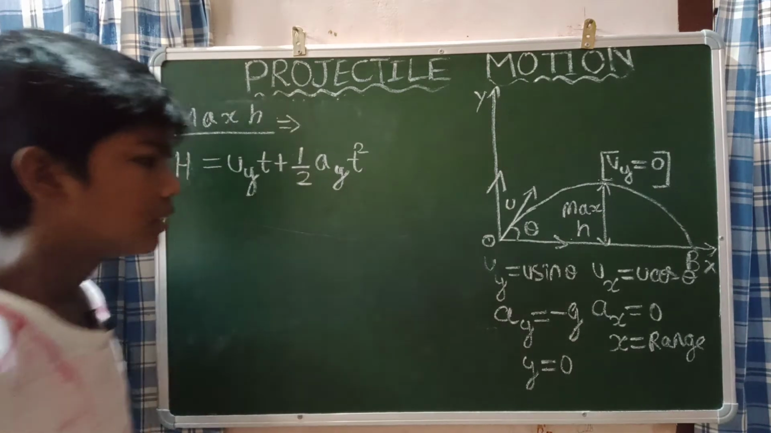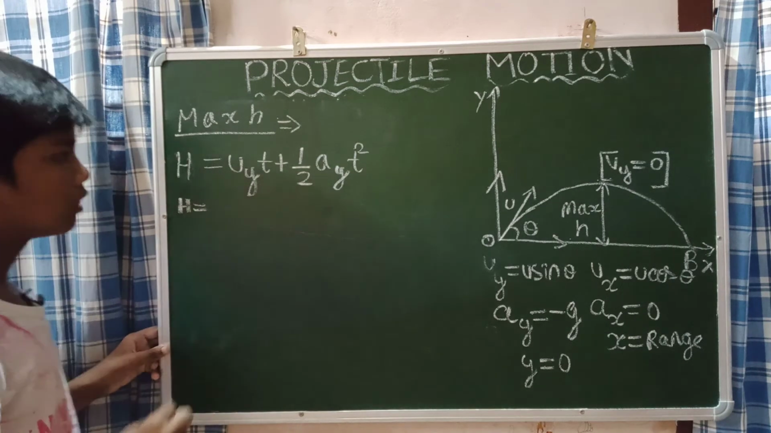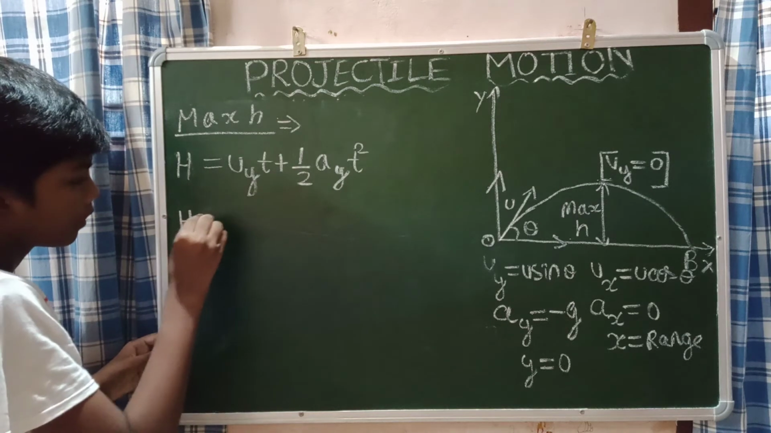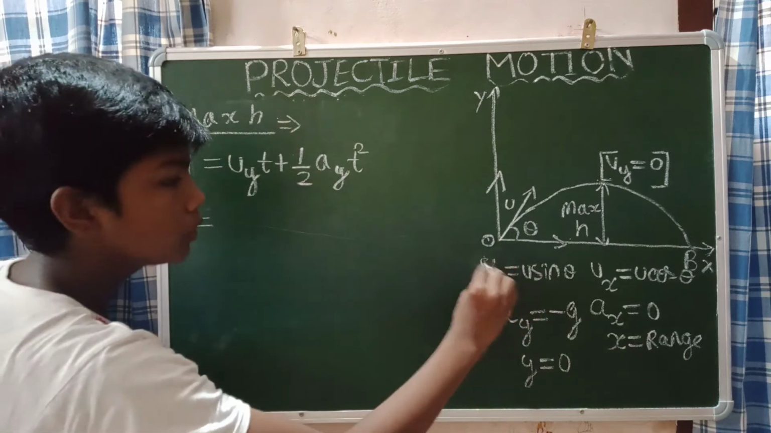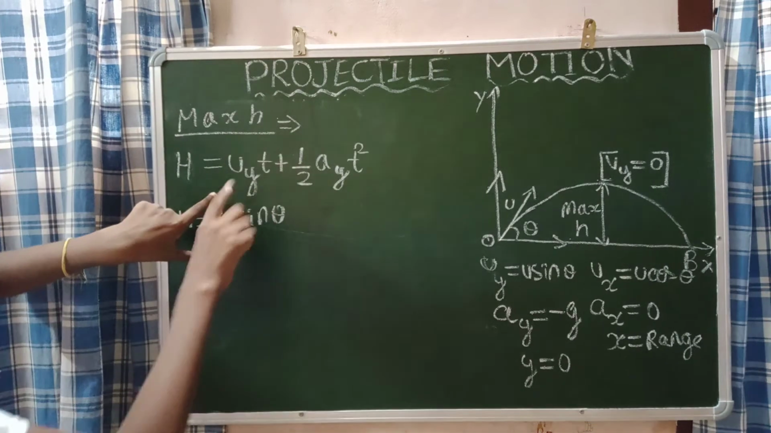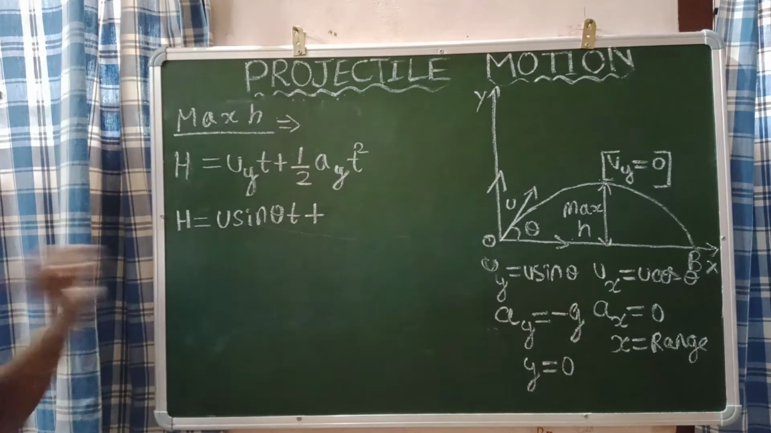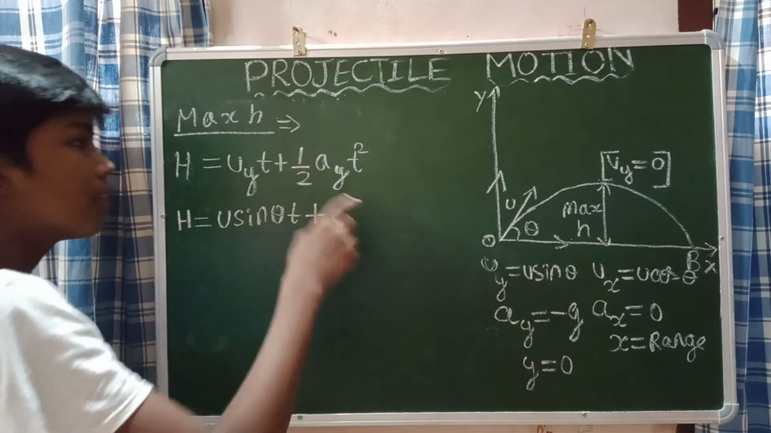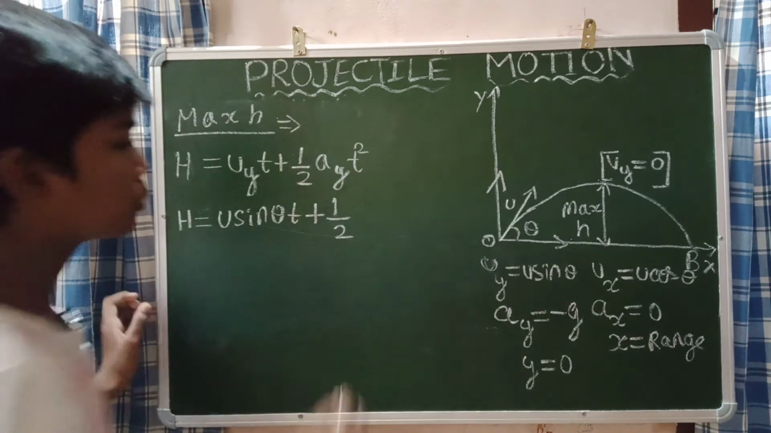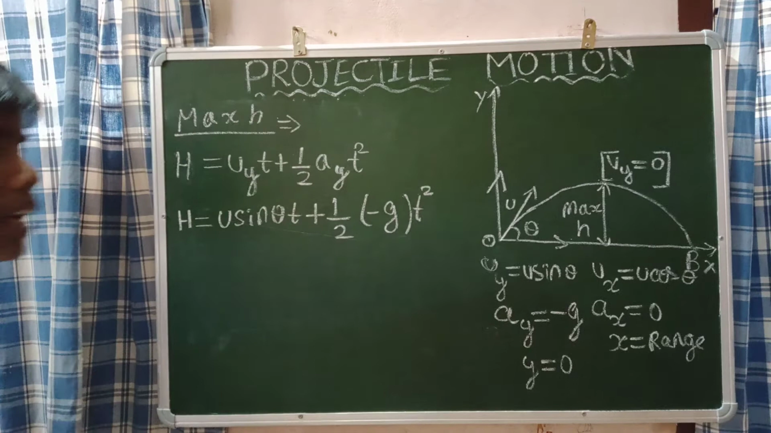Now tell me one thing, guys. We know that h is equal to, what is the y component of initial velocity? Y component of initial velocity is u sin theta. Okay, u sin theta, right? Yes, u sin theta into t, guys. U sin theta into t plus half a_y. That means half into acceleration. Y component of acceleration. What is y component of acceleration, guys? That is minus g, guys. Minus g into t square. This is what we know. This is what till now we have learnt.